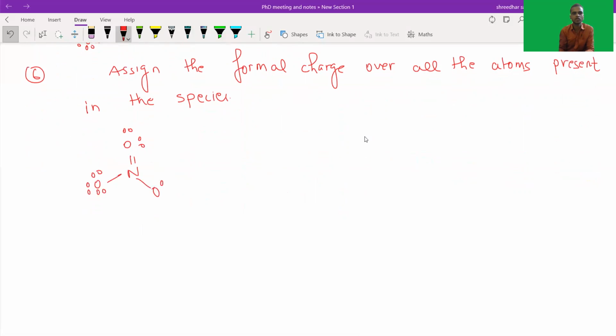Then how to assign the formal charge? While assigning the formal charge, we assume that the electrons of the chemical bond are equally distributed over the two atoms. For example, suppose here there is a double bond, means there are 4 electrons. So 2 electrons will be given to the oxygen and 2 electrons will be given to the nitrogen. Here it is a single bond, so there are 2 electrons. 1 electron will be given to the nitrogen and 1 to the oxygen. Here also there is a single bond, means 2 electrons, 1 electron to the nitrogen, 1 electron to the oxygen.